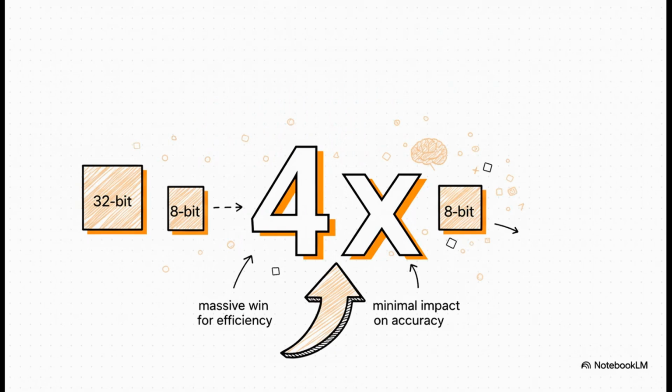And the results, well, they can be pretty dramatic. Just by going from 32-bit to 8-bit, you can often shrink your model's size by a factor of 4. Just think about that for a second. That's a 75% reduction in size, and usually the hit to accuracy is tiny. That is a huge win.